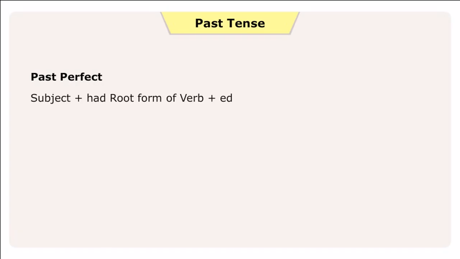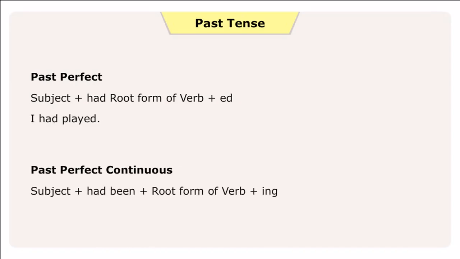Past perfect. Subject plus had plus root form of verb plus ed. I had played. Past perfect continuous. Subject plus had been plus root form of verb plus ing. I had been playing.